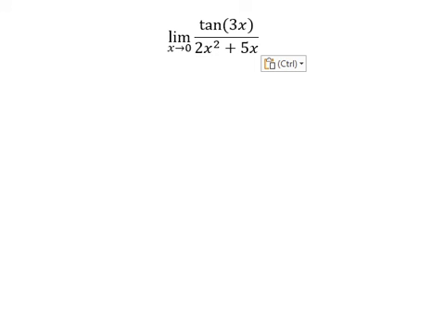Hello everybody, so today I will talk about calculus. The topic today is about limit. So now I will show you how to answer.